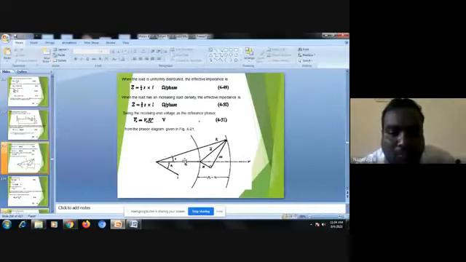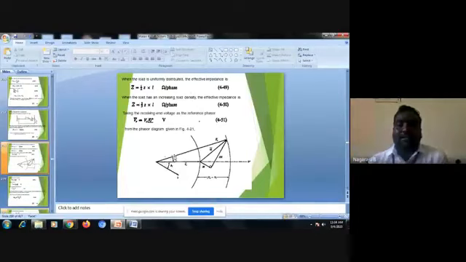The angle between VR and I is theta. This is the power factor angle. This delta is nothing but the load angle. The angle between the sending end voltage and the receiving end voltage is nothing but the load angle.